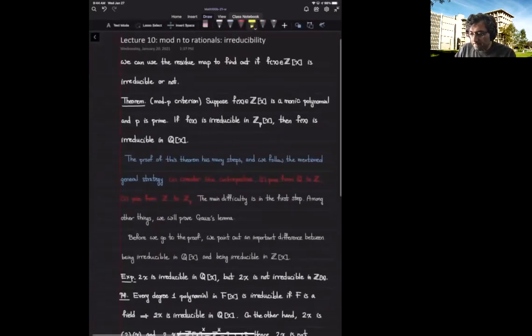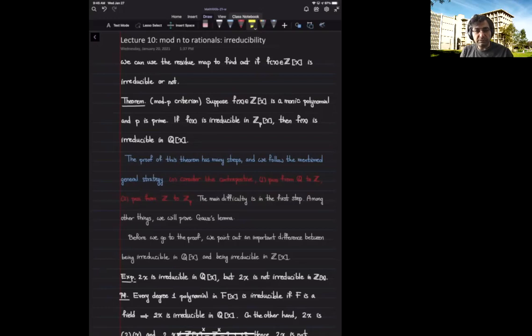Now, we can use this residue map to find out if a polynomial is irreducible or not, and we call that the mod p criterion. It says that if I give you, let's say, a monic integer polynomial, and I happen to know that f mod a prime number p is irreducible, then we can deduce that it is irreducible in Q. This is actually an extremely important and pretty involved theorem.